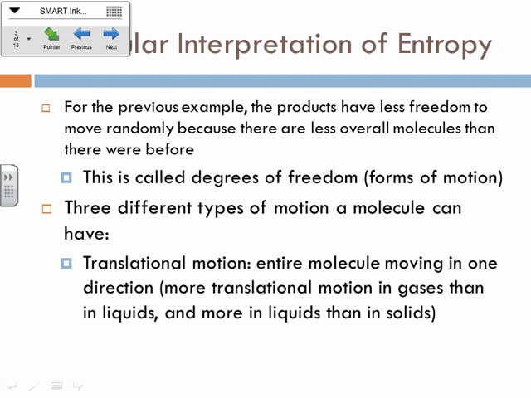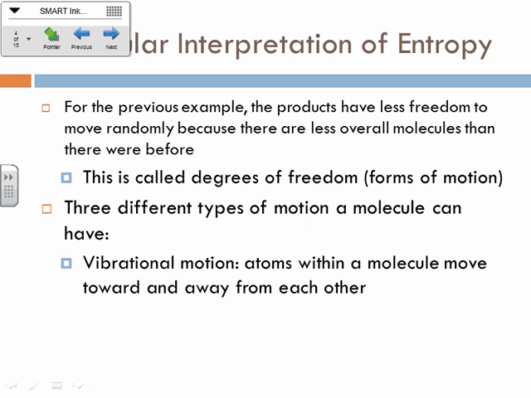There are 3 different types of motion a molecule can have. It can have translational motion, okay? So the entire molecule is moving in one direction. So obviously gases are going to have the highest degree of translational motion because that's just a molecule moving in a certain direction, okay? And so that's the more typical type of motion that we would probably think about when we're talking about chaos or entropy. Is the entire molecule going one way or another.